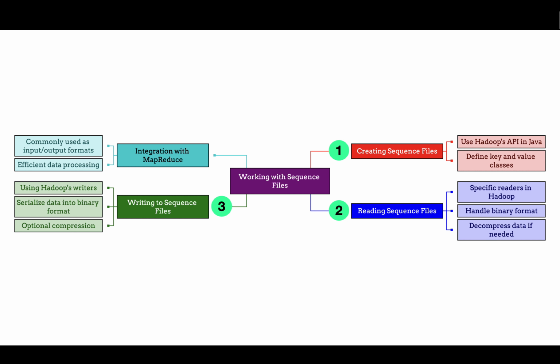3. Writing to sequence files. Writing to a sequence file requires using writers from Hadoop's API. Data is serialized into binary format and can be optionally compressed. 4. Integration with MapReduce. Sequence files are tightly integrated with MapReduce. They are commonly used as input and output formats in MapReduce jobs for efficient data processing.